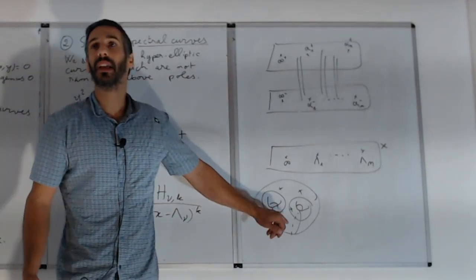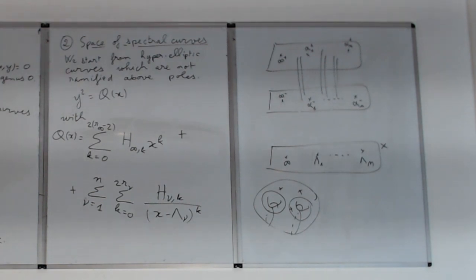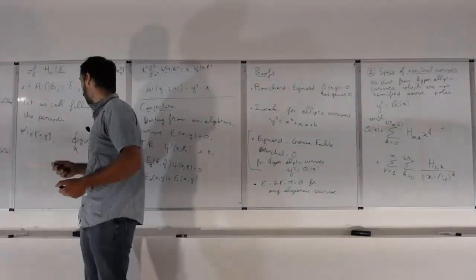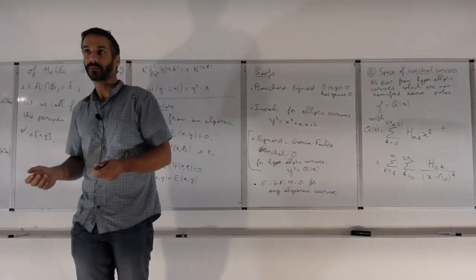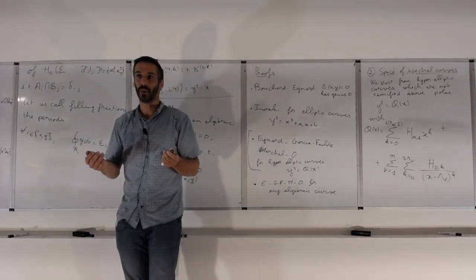What will happen is that the epsilon I, the filling fractions themselves, their value depends on the choice of basis you take. If you change it, you will change the epsilon. But the one from ydx doesn't change. Is it more clear?